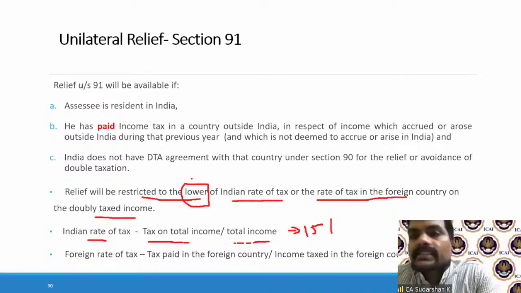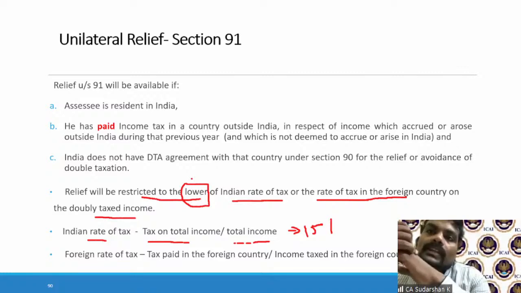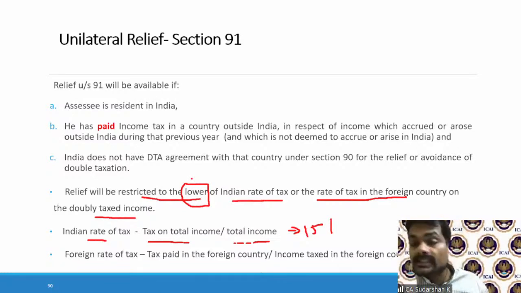So this is basically to ensure that, see, we are trying to give credit. So they are saying, I'll give you credit up to India tax, whatever taxes you have paid in India. More than that would mean the Indian government is giving over and above. So the idea is to reduce the relief to the lower of the Indian rate on the doubly taxed income. To that effect, I will give you relief. Why? Because tax on my total income.